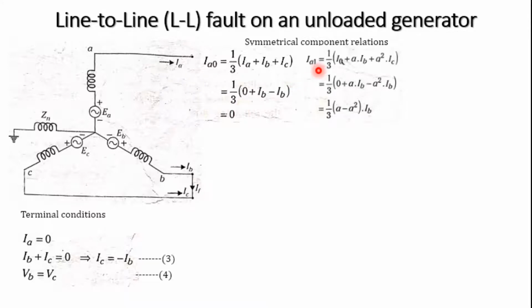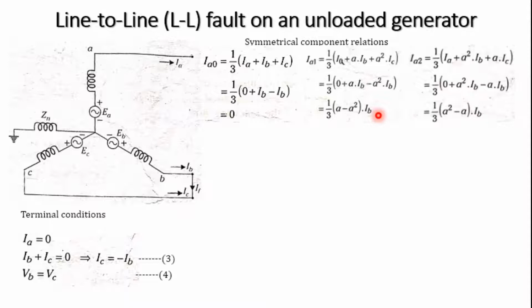And what is Ia1? Ia1 is 1 by 3 times Ia plus a Ib plus a squared Ic. We know that Ic is minus Ib, so that is nothing but a minus a squared, so you'll get (a minus a squared) Ib. Similarly, what is Ia2? Ia2 is 1 by 3 times Ia plus a squared Ib plus a Ic. Again substituting the Ic value, that is minus Ib, you'll get a squared minus a. From these we know that a minus a squared is j root 3, and a squared minus a is minus j root 3, because we already know that.